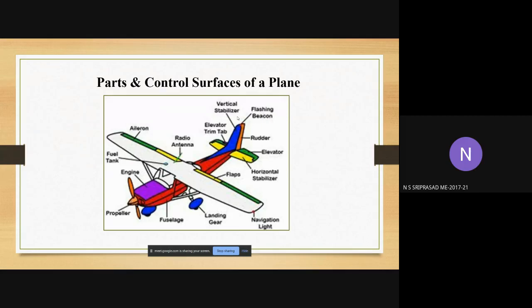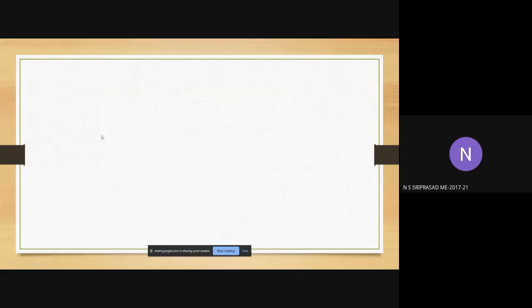Is it the body? Is it the tail? Is it the horizontal stabilizer? Or is it the wing? It's the body. Okay, okay. No, Kevin, it's the wing. So aerofoil is the wing. I remember. I will just show you.